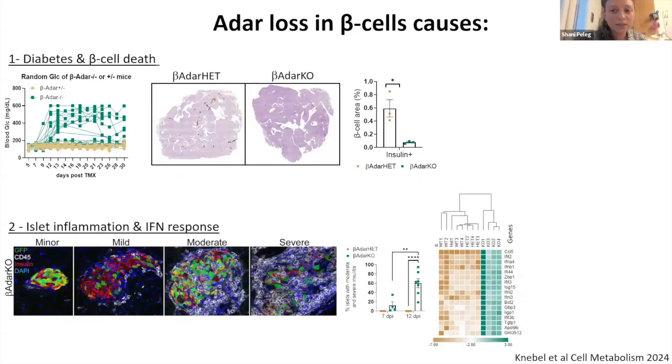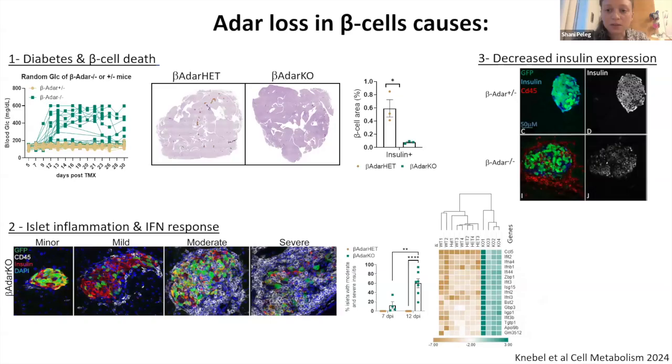And what leads to beta cell death in our beta ADAR knockout mice? Massive islet inflammation, which peaked at around 12 days post-tamoxifen injection and was heterogeneous in nature. So we see here islets with GFP in green, CD45, which is a panleukocyte marker, in white, and insulin in red. And we see that there are some islets that have minor inflammation, while other islets have severe inflammation. And this inflammatory phenotype was supported by an elevated interferon response in beta cells of beta ADAR knockout mice, which we can see here in green. This is a panel of interferon-stimulated genes, and we see an induction of interferon response in mutant beta cells.